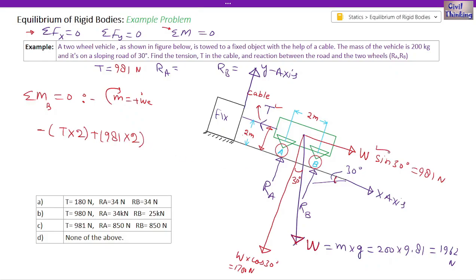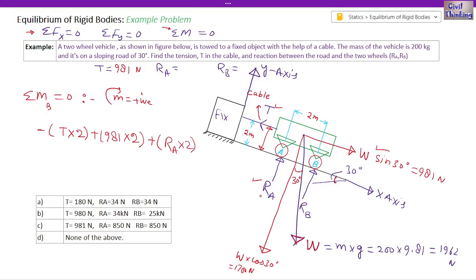So we find the moment due to this. Now let us find the moment due to RA. Plus RA, because RA is going to exert a moment like this, it will try to move like this, so the moment due to RA is positive. How far is RA normally from point B? It is this distance, which is 2 meters.